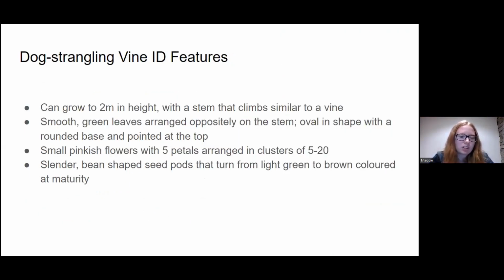So the ID features: it can grow up to 2 meters in height with a stem that climbs similar to a vine. It has smooth green leaves that are arranged opposite along the stem, and they're oval in shape with a rounded base and pointed at the top. They have small pink flowers that are star-shaped, with 5 petals arranged in clusters of 5 to 20. Again, the seed pods are slender, they're bean-shaped, and they go from a light green to a brown coloring.